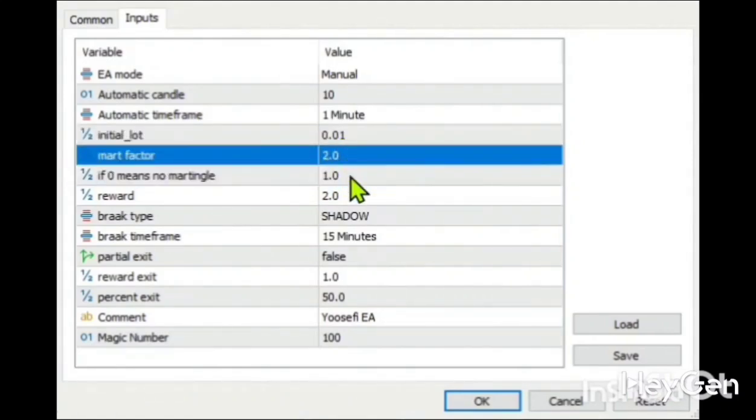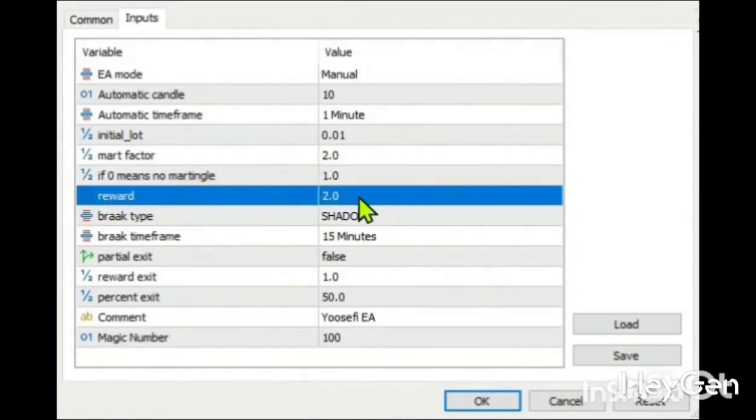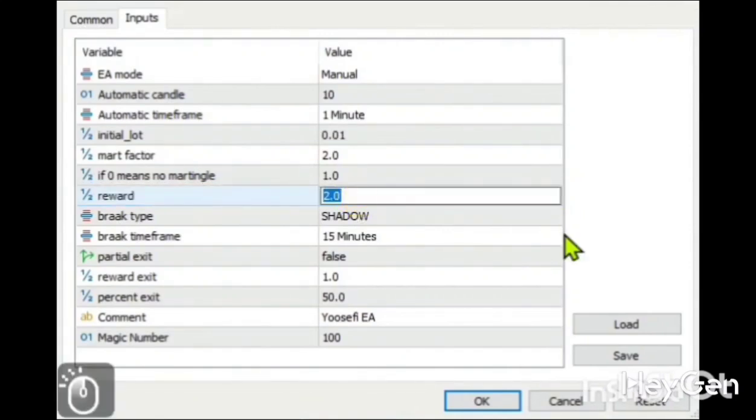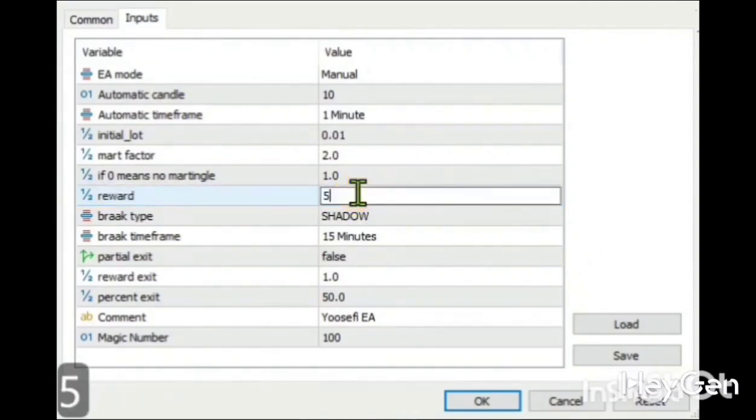Set the reward to 2, 3, 5, or any level. Break mode lets you choose breakout by shadow, price action, or candle close. For candle close, specify the break time frame. I use the 1-minute time frame for the current setup. You can enter any reward you want here, but I recommend setting it to 2.